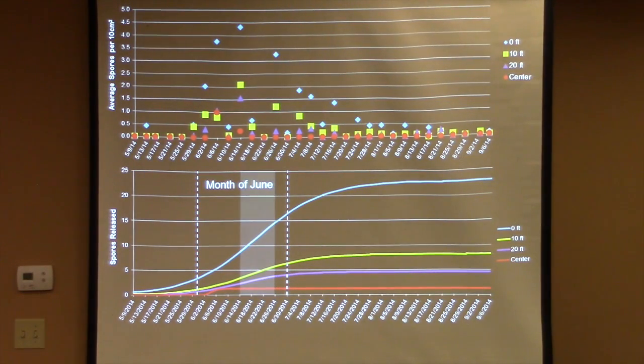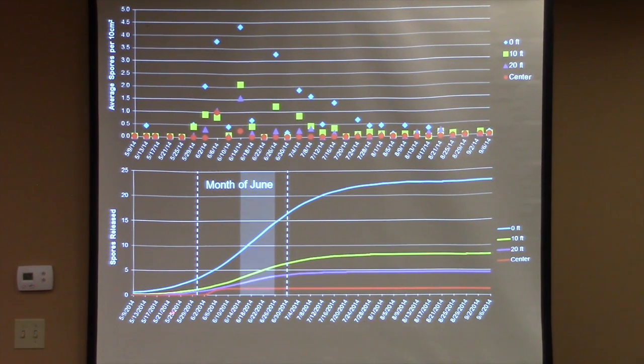So what we see here is that there's an initial spore release in early May, but peak spore release is seen mostly during the month of June, as shown by these little white lines here. And we can see that there's obviously a reduction as we get further out. Most of the spores land around 0 feet, right at the tip of the branches, decreasing as we get out.